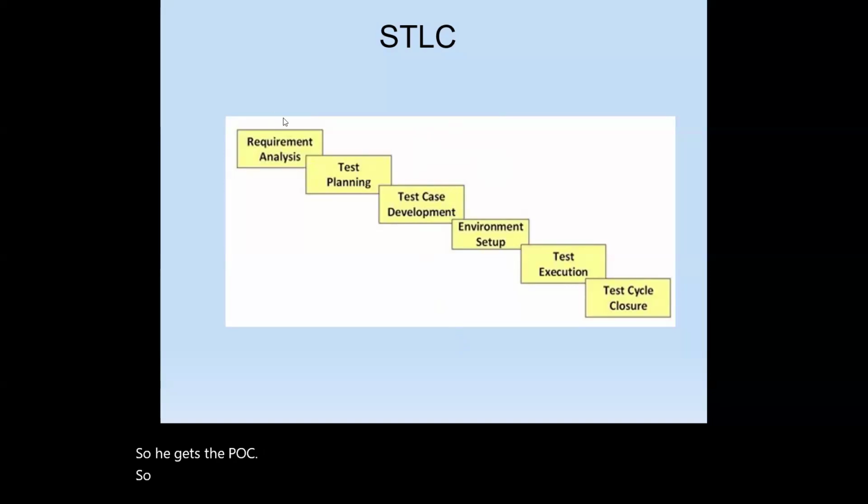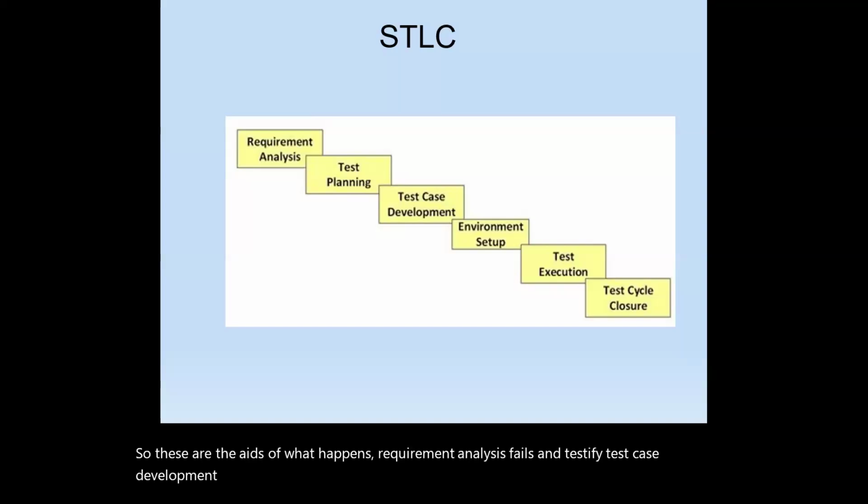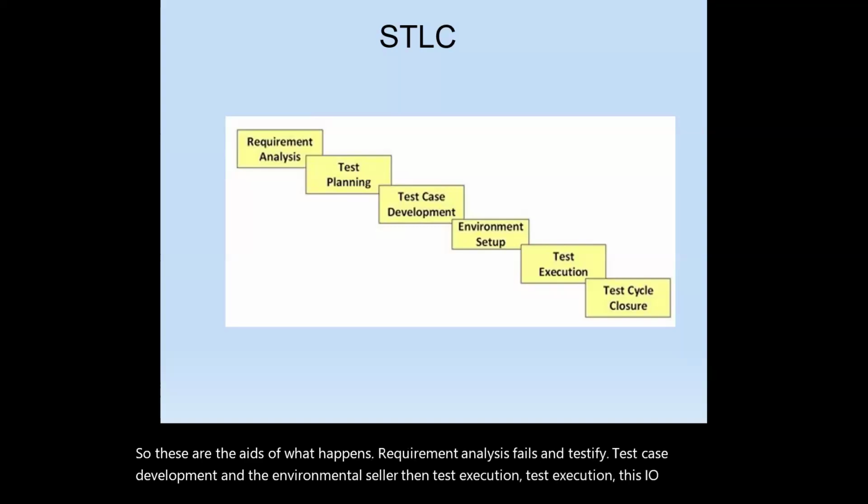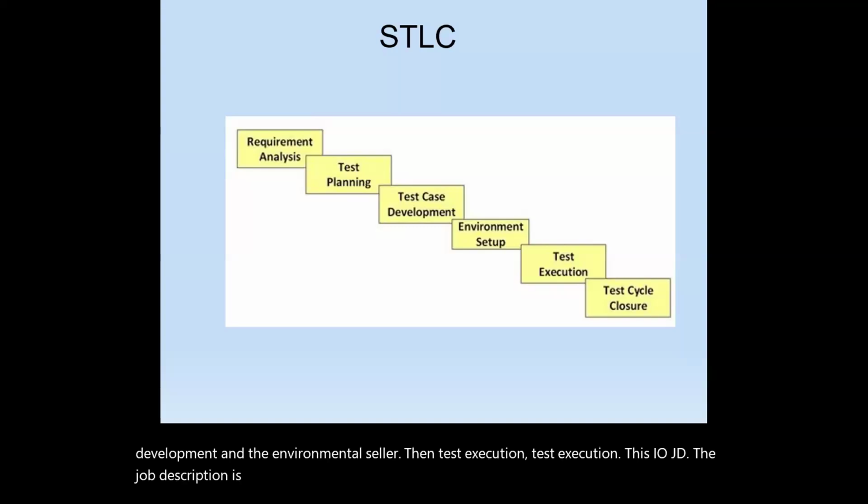So these are the hints of what happens: requirement analysis phase and testing phase, test kit development, and the environmental setup, then test execution. These are your JD, your job description. You should know all these things as a tester. All right, so these are the hints. So now let's take all this in detail.